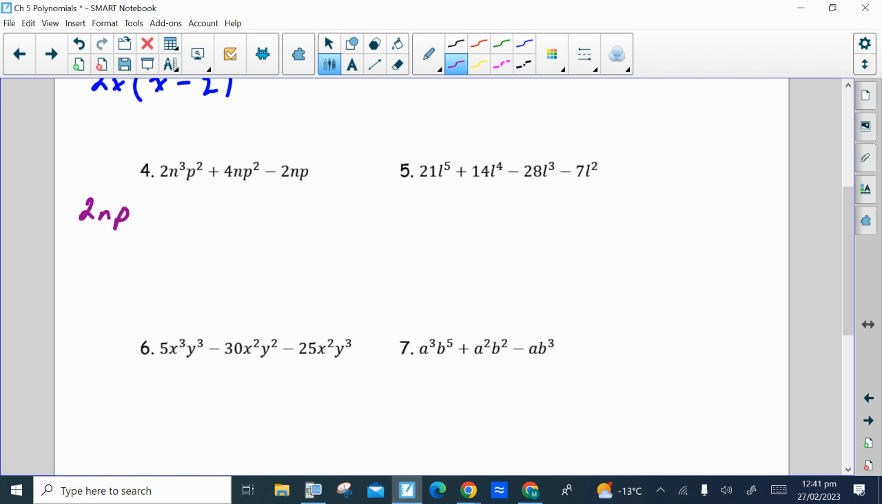Once you establish that there are n's in all three terms, look at what the smallest power on n is, and that comes from that last term, n to the 1. Once you establish that all three terms have p's in them, again, look and see which term has the smallest power of p, which again is that last term, p to the 1. That is your greatest common factor.